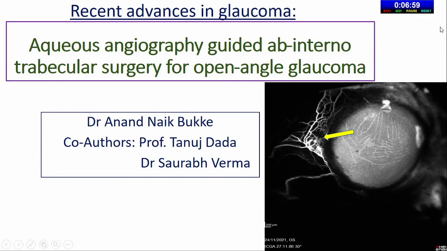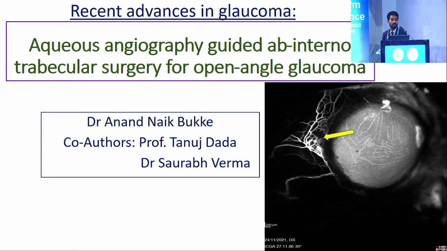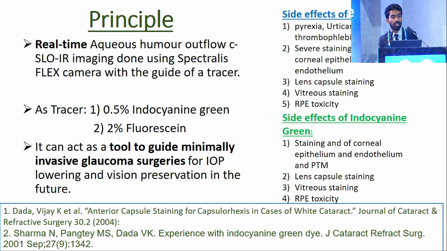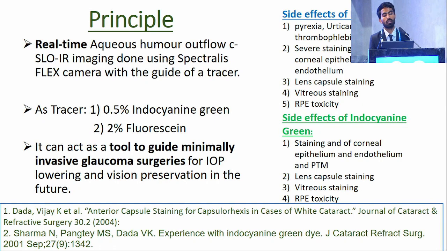One real debate in today's era is whether MIGS should be done nasally or temporally. After aqueous angiography, we get the best answer as to where to put minimally invasive glaucoma surgeries. Coming to the principle, it's a real-time aqueous humor outflow mechanism which uses confocal scanning laser ophthalmoscopy using the Spectralis with a Flex camera. Aqueous angiography can be done with two dyes.